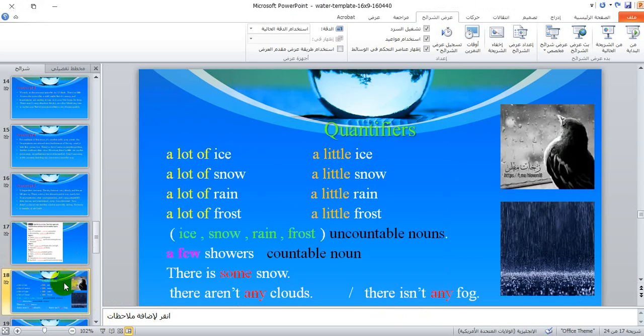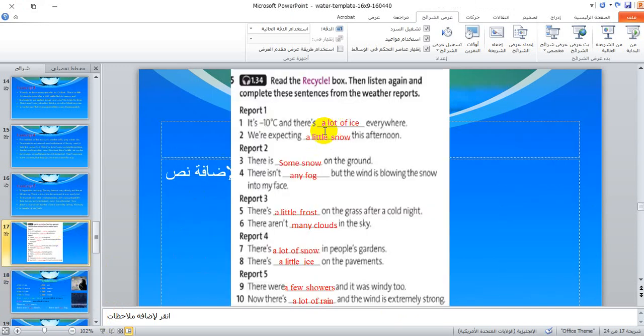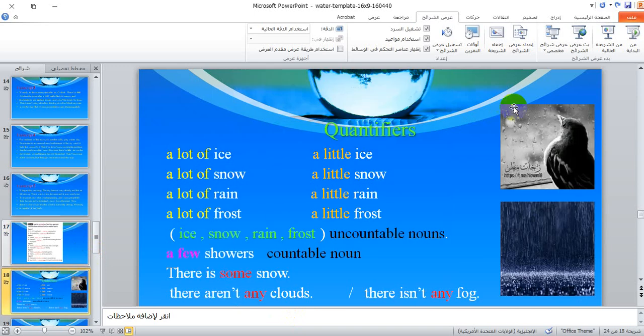Now we will talk about these quantifiers. A lot of ice, a little snow. When do we use a lot? When do we use a little? A few? Now let's see. Inshallah, next lesson we will talk in full details about quantifiers. في الدرس القادم سنتحدث باستفاضة عن محددات الكمية، نسميهم quantifiers.